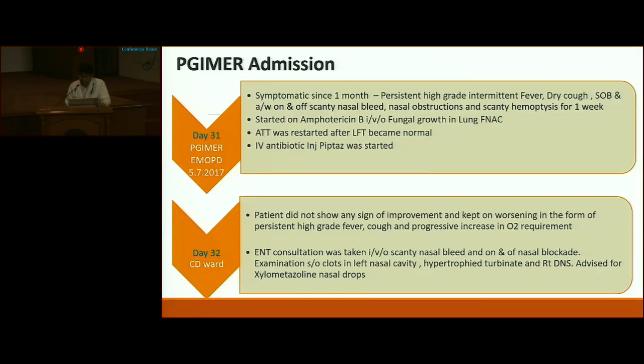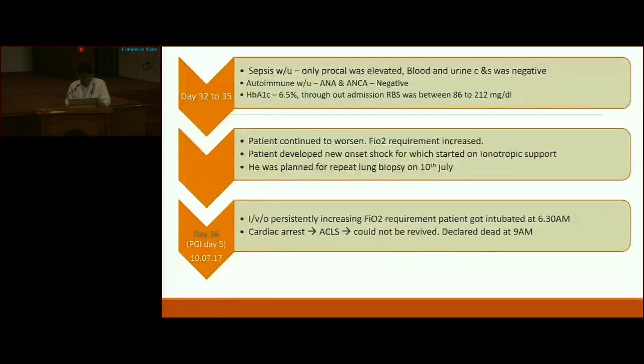Later, ENT consultation was also done in view of scanty nasal bleed and nasal blockage. On examination, it showed a clot in the left cavity and hypertrophic turbinate, and they advised oxymetazoline nasal drops. No biopsy was done.